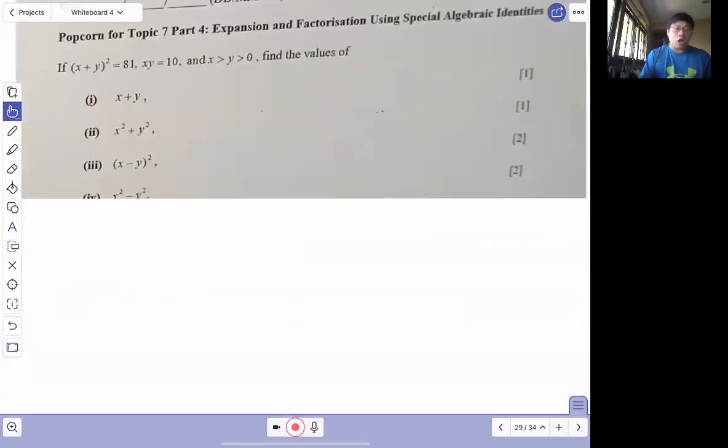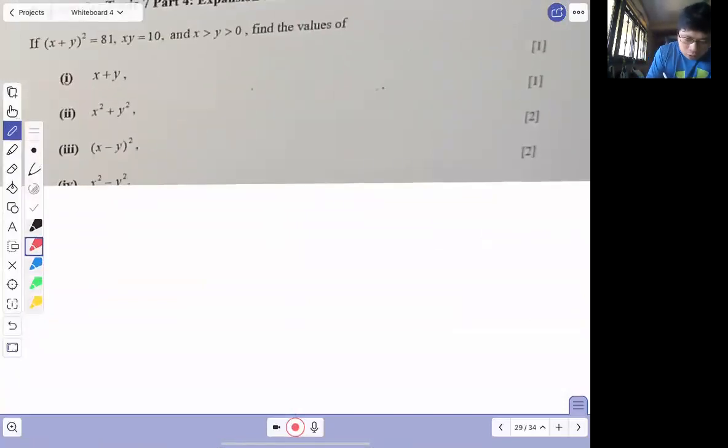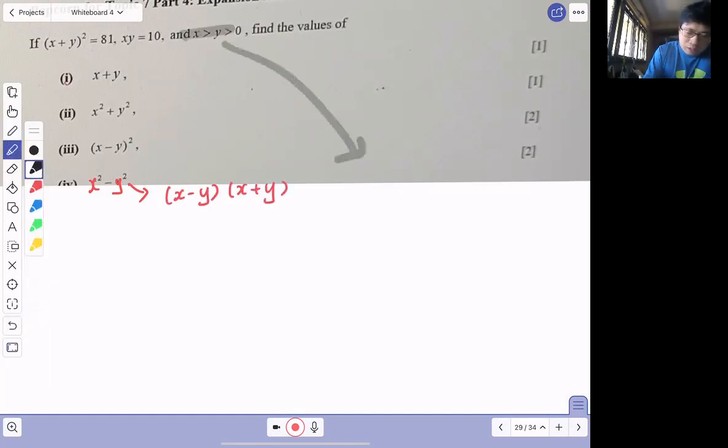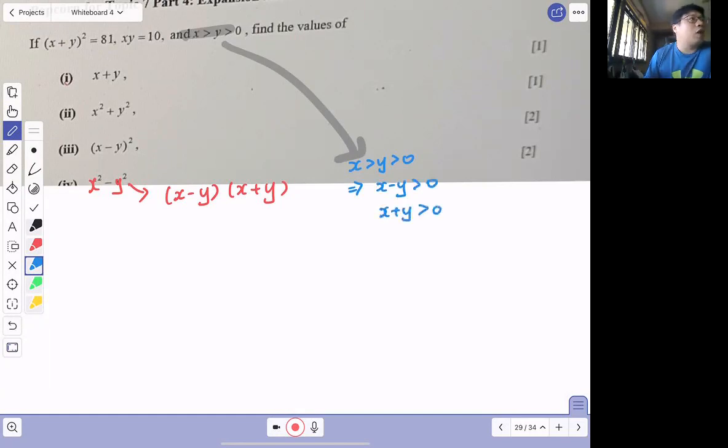Part 4 is a very challenging question. Thanks to the student who asked this. You are looking at x squared minus y squared. So the trick is to factorize this: x minus y, x plus y. Now combine the knowledge that you saw earlier, where they tell you that x is more than y, which is more than 0. It's also their way of telling you that x minus y is more than 0, x plus y is more than 0. Okay, so far?